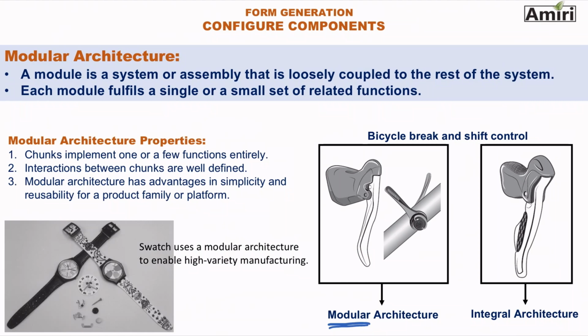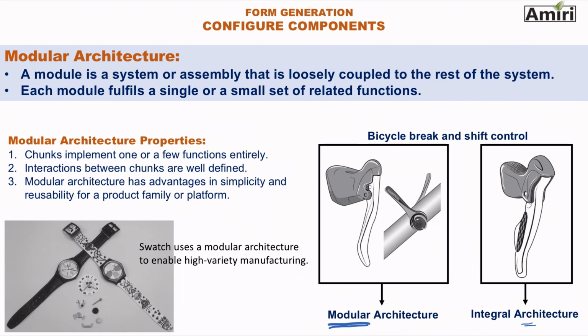Again, it has modules. The brake has its own module. The gear shift has its own module. And they're loosely coupled with each other, but each of them has its own independent function and doesn't affect the other one. On the right image here, this is the same functions, but an integral architecture. The functions of the brake and gear shift are blurred together, and they're combined together.